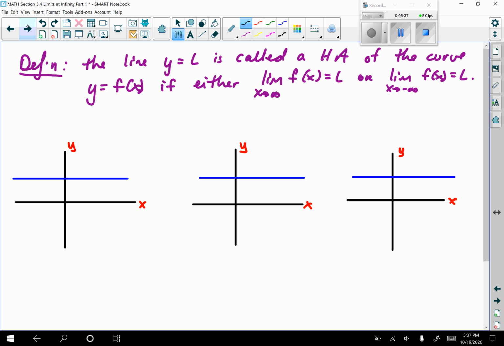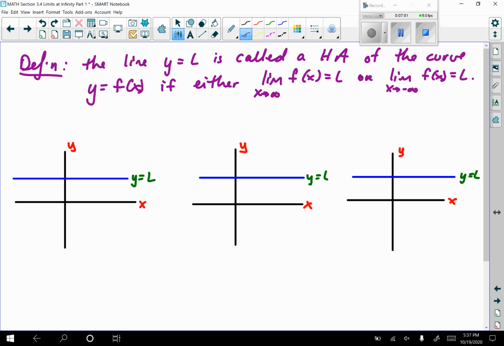So a definition here of a horizontal asymptote. The line y equals L is called a horizontal asymptote of the curve y equals f of x if either limit as x approaches infinity or negative infinity, as x increases or decreases without bound, is equal to L. So I have three cases up here. I'm going to call each blue horizontal line y equals L.